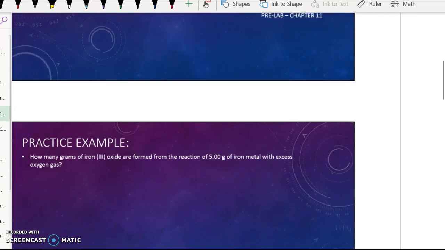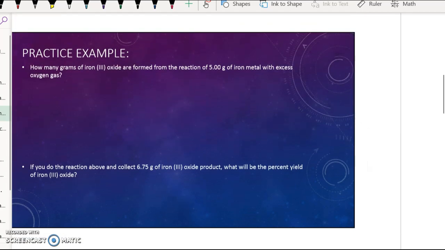So we're going to run through this example problem together, and hopefully this will prep you to do the actual pre-lab calculations on the worksheet for the lab. It says, how many grams of iron 3 oxide are formed from the reaction of 5 grams of iron metal with excess oxygen gas? So we need to write the correct chemical formula. It says right here exactly what is combining together.